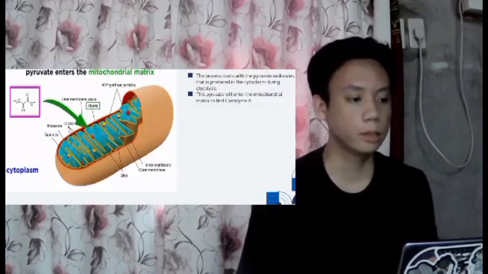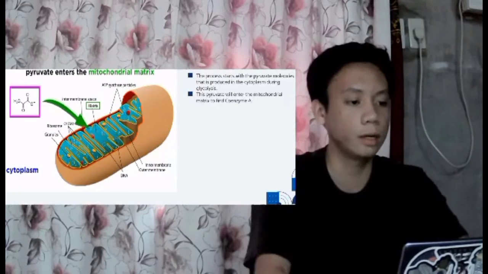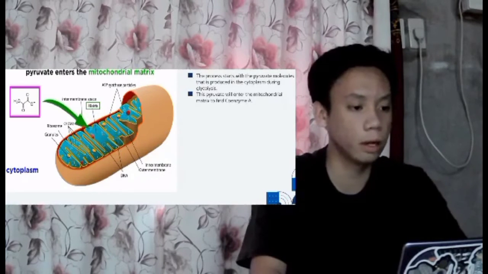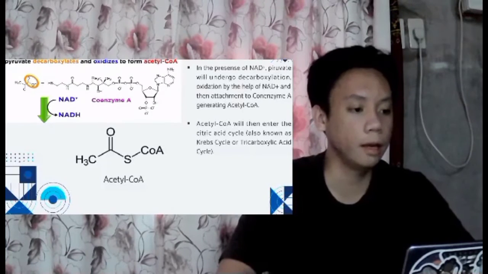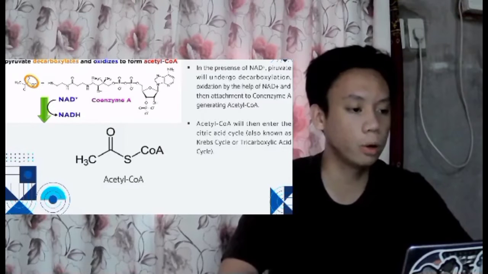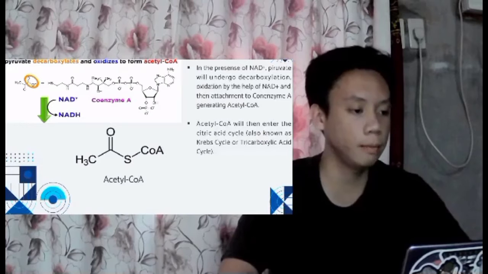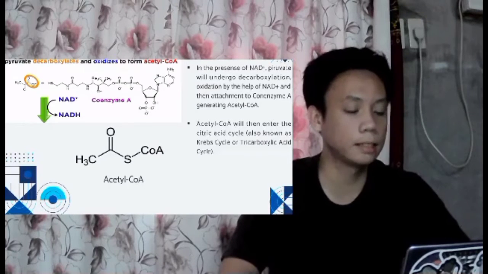The process starts with the pyruvate molecules that are produced in the cytoplasm during glycolysis. This pyruvate will enter the mitochondrial matrix to find coenzyme A. In the presence of NAD+, pyruvate will undergo decarboxylation, oxidation with the help of NAD+, and attachment to coenzyme A, generating acetyl-CoA.